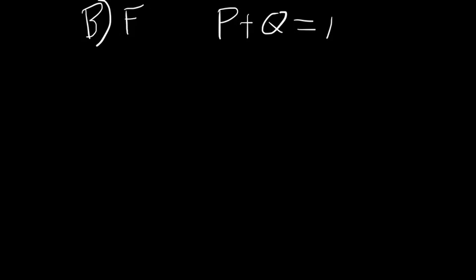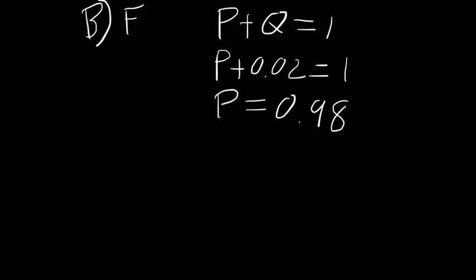Then for part B, we're trying to find the dominant allele, in this case big F, using the equation p plus q equals 1. It's pretty simple because we already know what q is, so we can substitute that in. p plus 0.02 equals 1, and we find that our p value is going to equal 0.98.